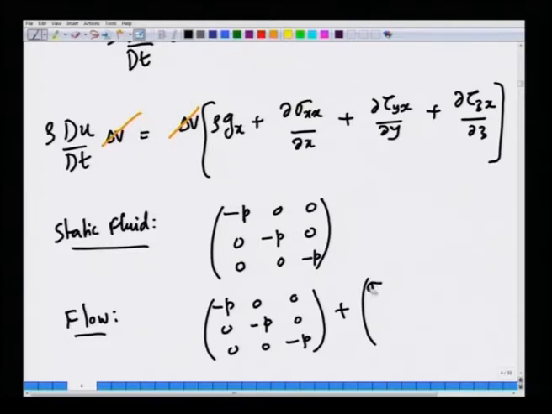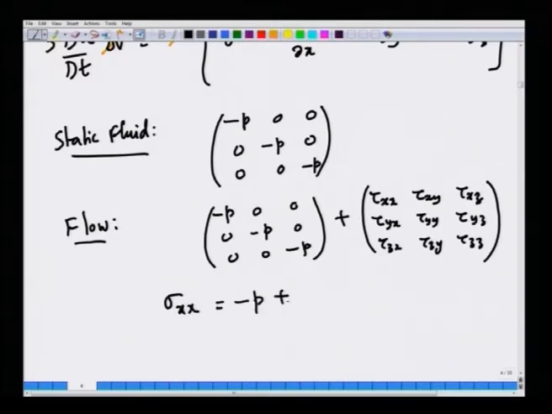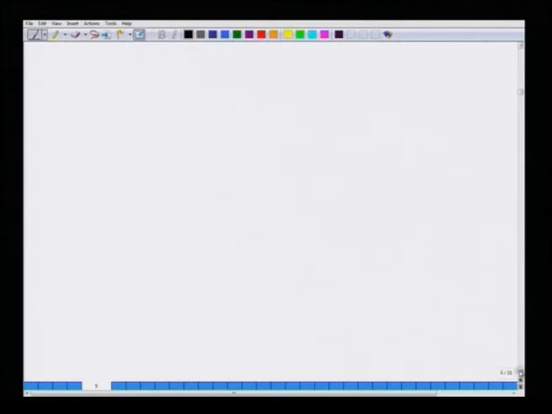So, this is written as this is x y. So, sigma x x becomes minus p plus tau x x, sigma y y becomes minus p plus tau y y, and sigma z z becomes minus p plus tau z z. Okay.